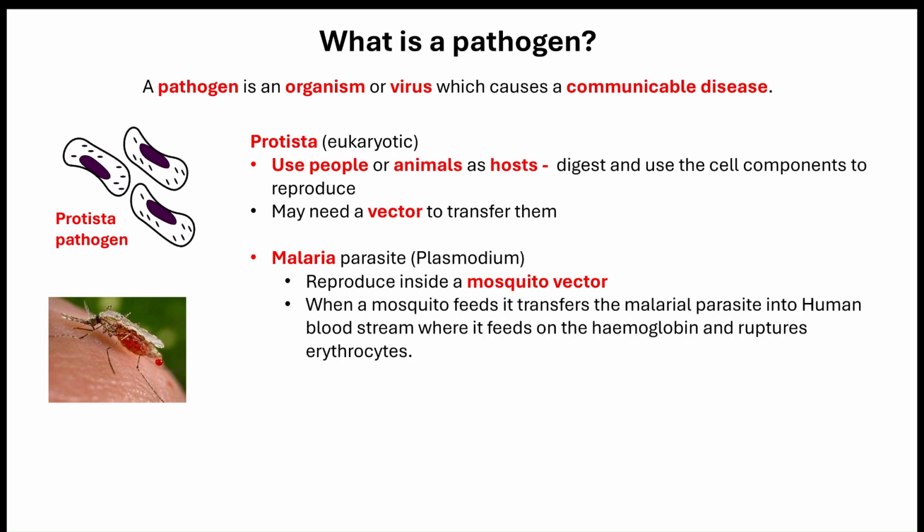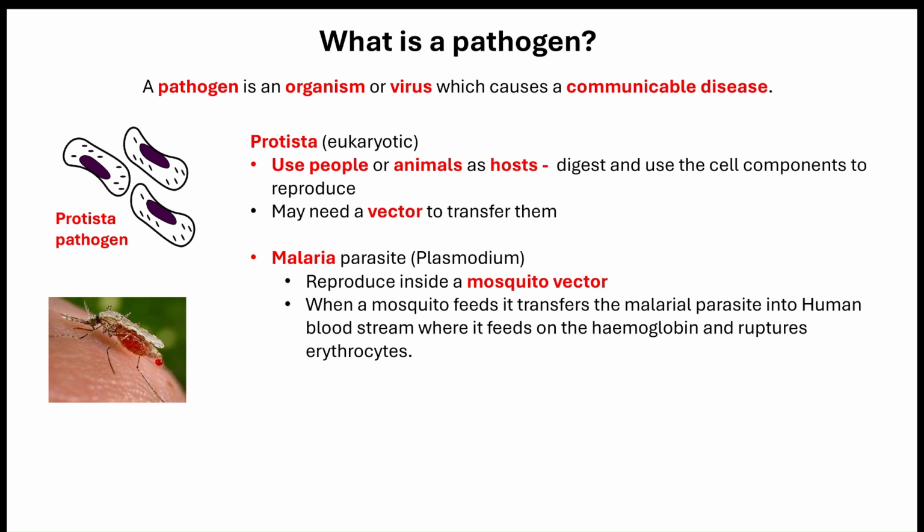So when the mosquito feeds, if it has been infected, it will actually transfer the malarial parasite into the human bloodstream when it feeds on the hemoglobin, and therefore it will rupture the erythrocytes. So the mosquito is going to feed on the human blood. As it feeds, when it pushes its mouth part, the proboscis, into the skin, it releases saliva to numb the area. So you don't actually feel the mosquito as it's biting.